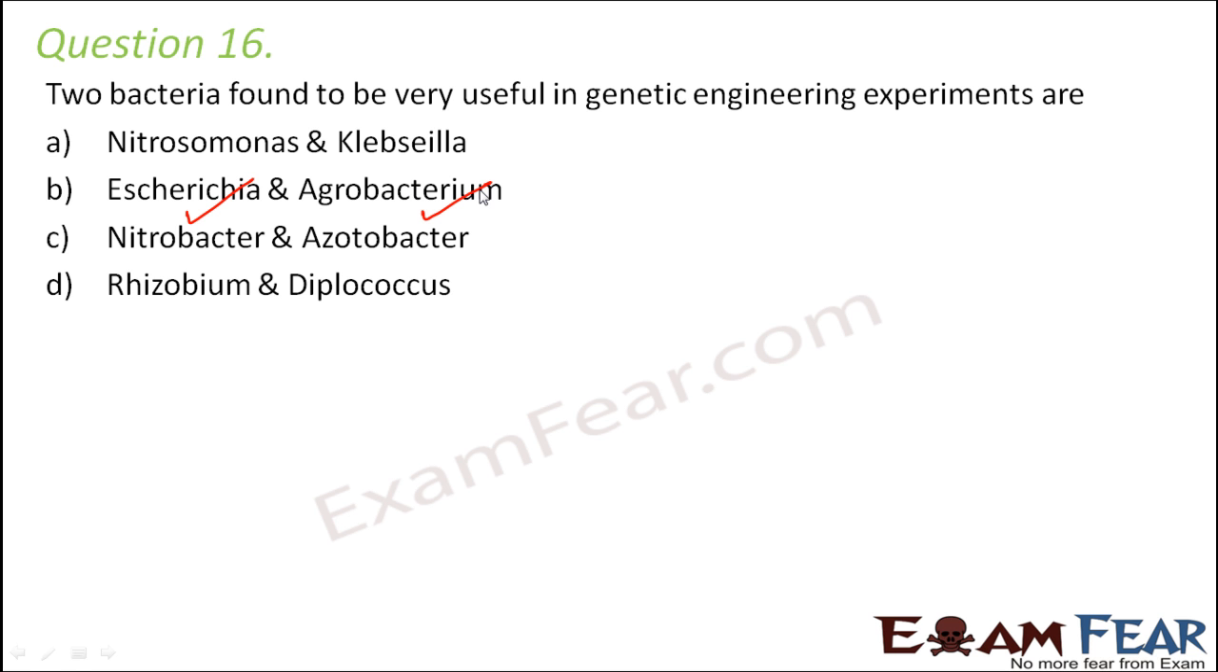In fact, Agrobacterium is a pathogen of many dicot plants. That is, it causes diseases in many dicot plants. It transfers the T-DNA to convert normal plant cells into tumors. So basically, it is the cause of tumors in plants. But at the same time, the plasmid of Agrobacterium has been modified into a cloning vector that is not pathogenic to plants. That way, Agrobacterium is widely used in genetic engineering experiments. So the correct option is B.